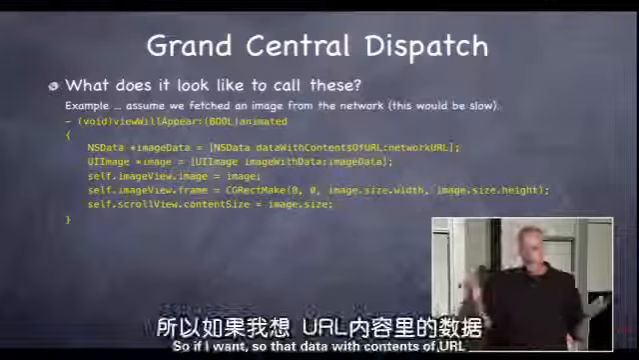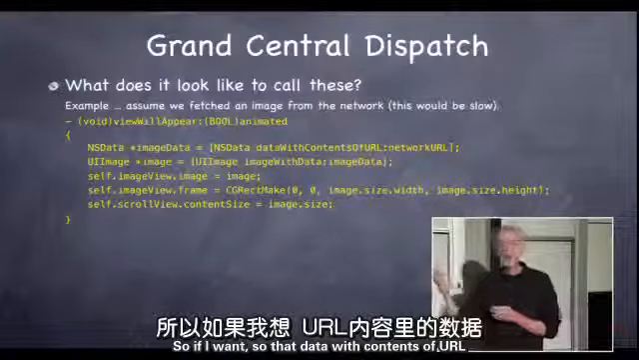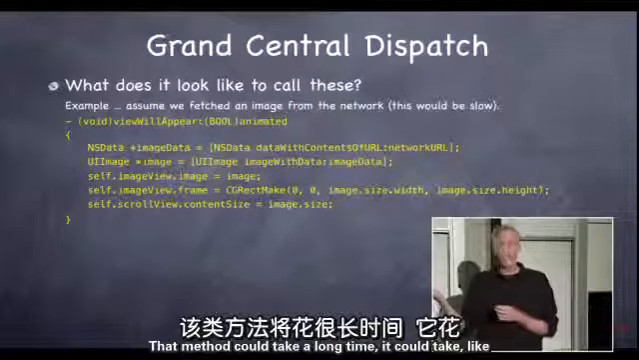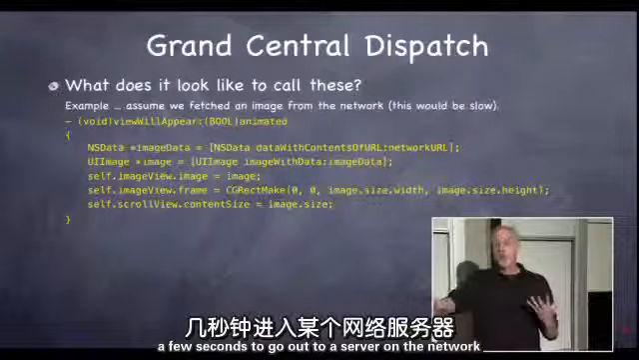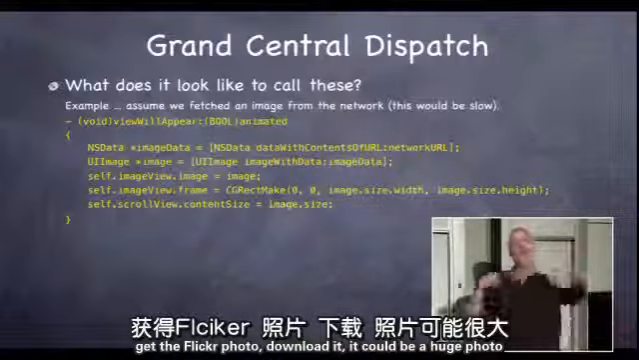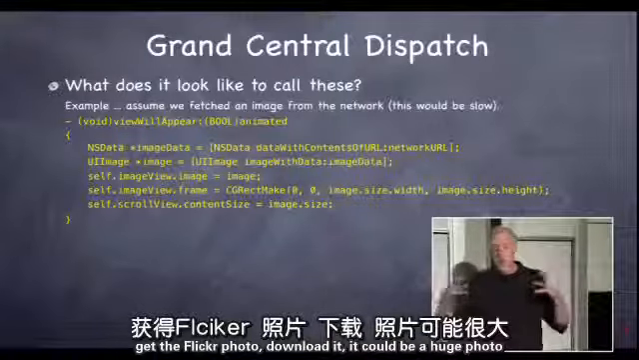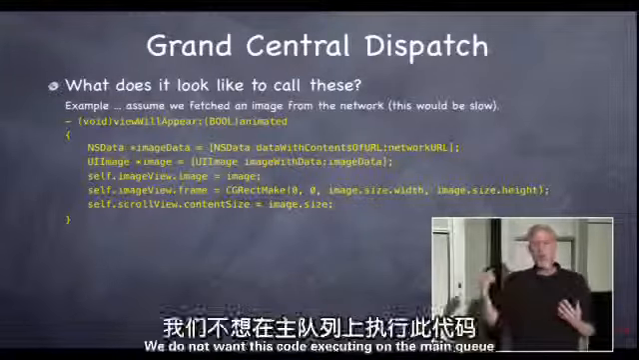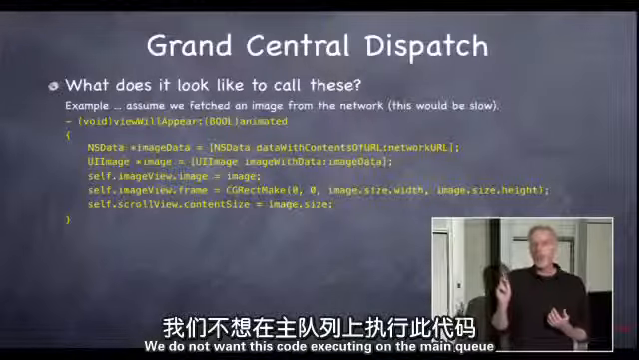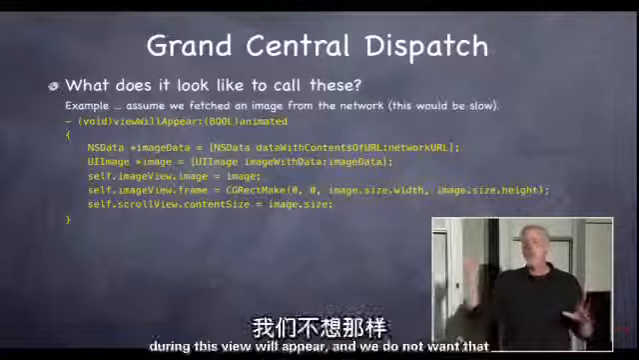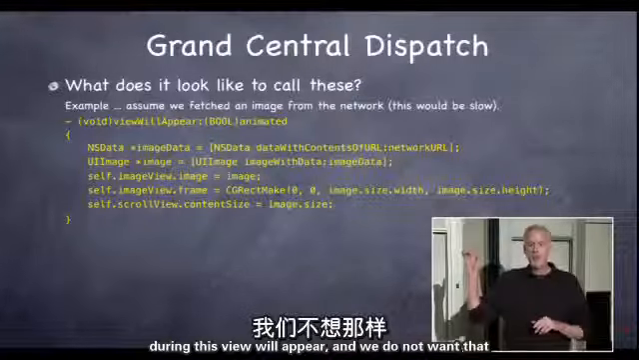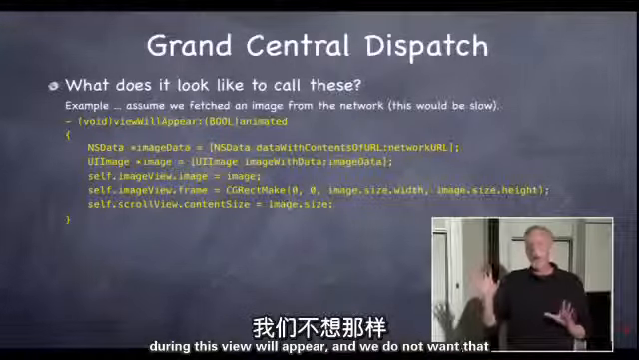All right? So that data with contents of URL method could take a long time. It could take a few seconds to go out to a server on the network, get the Flickr photo, download. It could be a huge photo. That could take a long time. We do not want this code executing on the main queue, okay? Because the user interface will be completely non-responsive during this view will appear. And we do not want that.